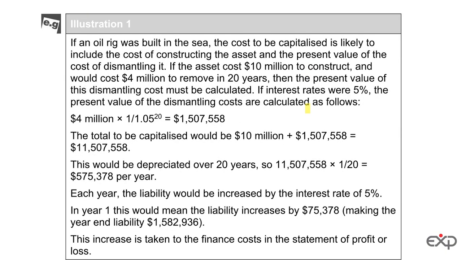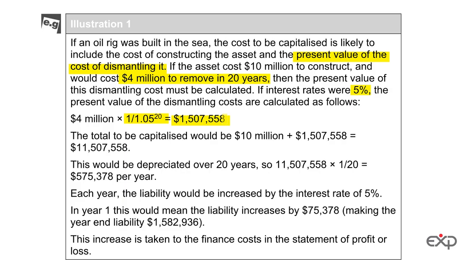If an oil rig was built in the sea, the cost to be capitalised is likely to include the cost of constructing the asset and the present value of taking it down. If the asset cost 10 million to construct and would cost 4 million to remove in 20 years, we have to calculate the present value. Now, in a question, you would get told what the interest rates were to identify the present value. Here we're told it's 5%, and the discount factor at 5% in 20 years multiplied by that cost will give us the present value of that dismantling expenditure.